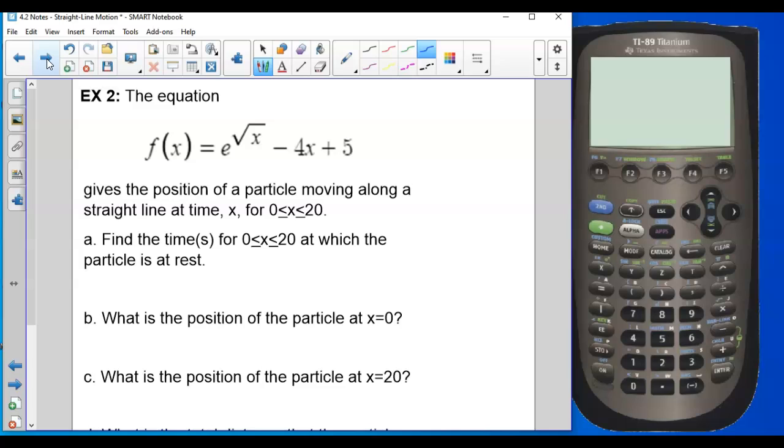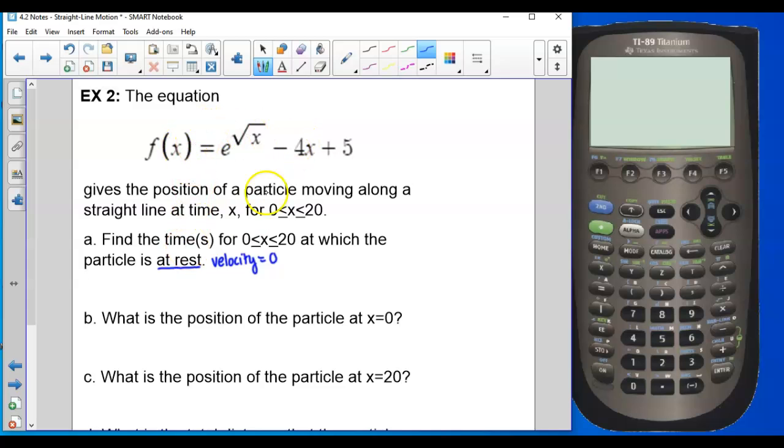All right, let's keep going. So we've got this equation. It gives the position of a particle moving along a straight line at time x for 0 to 20. Find the time for 0 to 20 at which the particle is at rest. And so these are questions you're going to see often. The particle is at rest. And if the particle is at rest, it means it's not going anywhere. If you think, what is your velocity when you're not going anywhere? This should tell us that velocity equals 0. So in order to be able to find this, we are going to have to find our velocity and set it equal to 0.